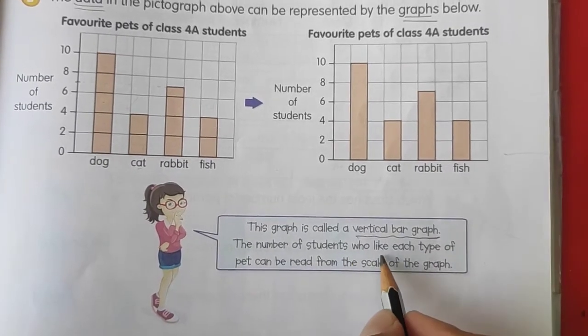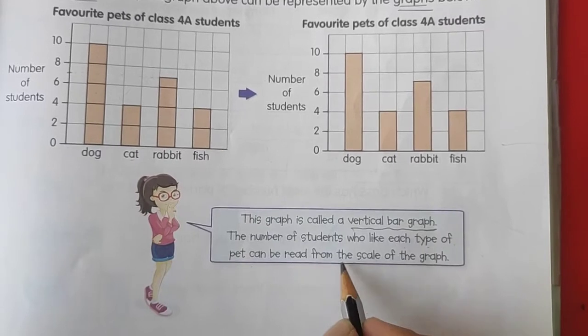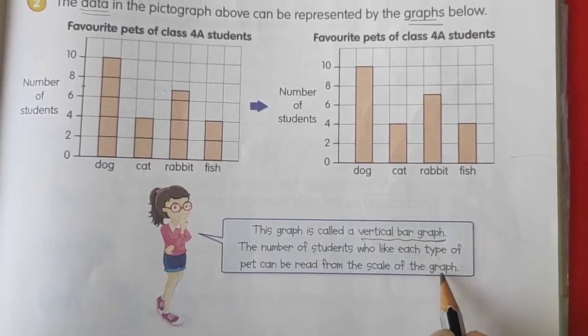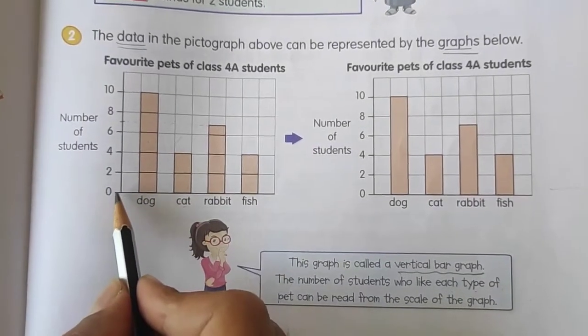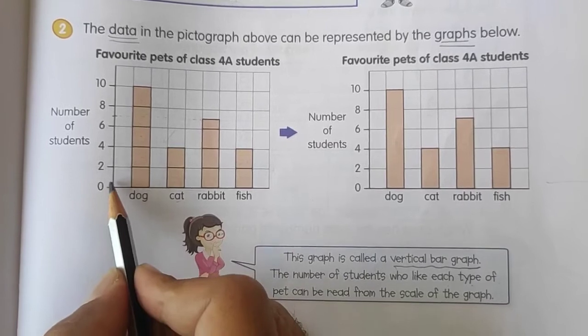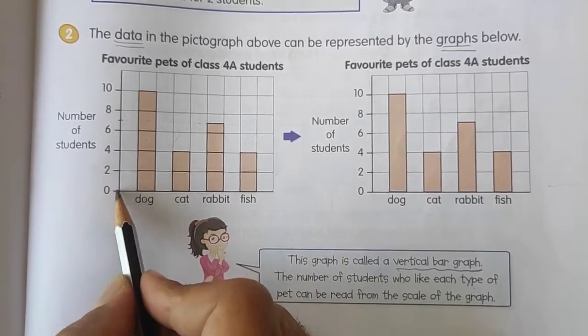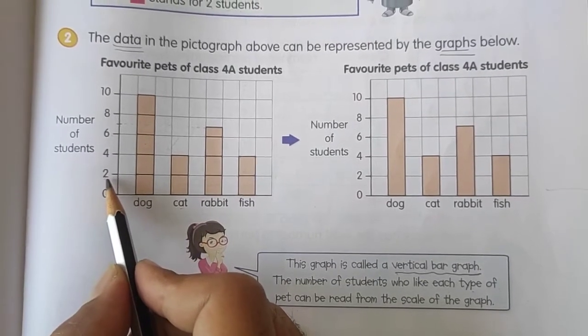The number of students who like each type of pet can be read from the scale of the graph. So here the scale is there. See, 0 to 2. It means this distance between 2 lines shows us 2. So it is the scale.